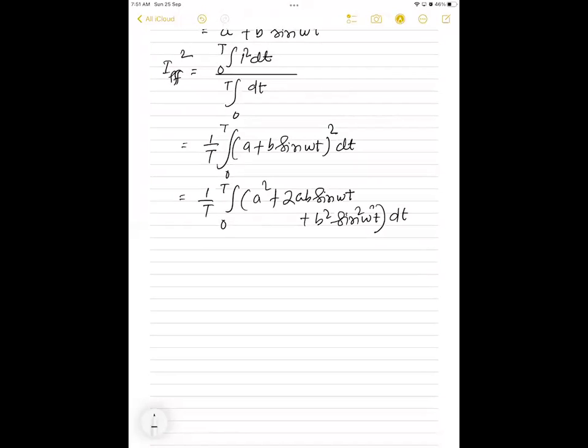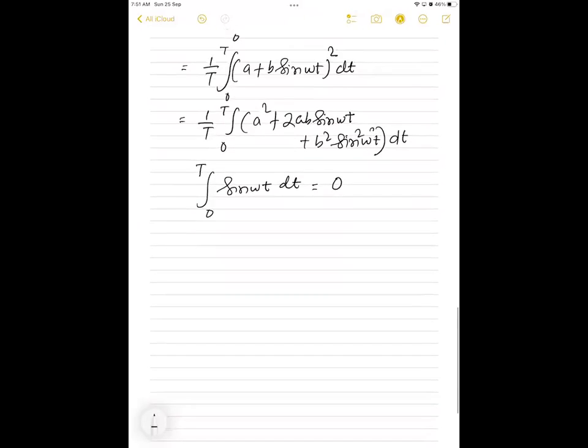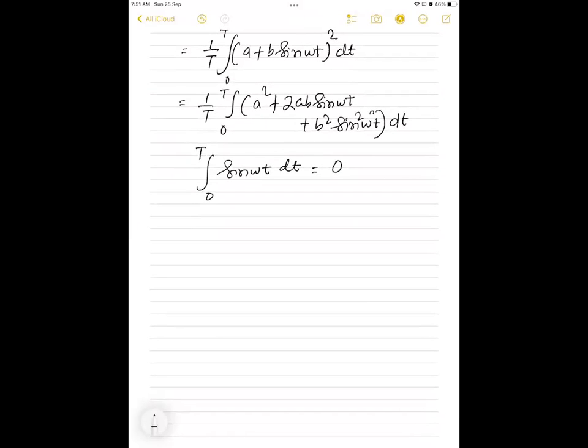But for a full cycle, sin omega t integration is how much? Zero. The constants come out, and sin omega t integration from 0 to T is 0, right? Then if we take the integration of sin square omega t in terms of cos, 1 by T, 0 to T, it is going to be 1 by 2, right?